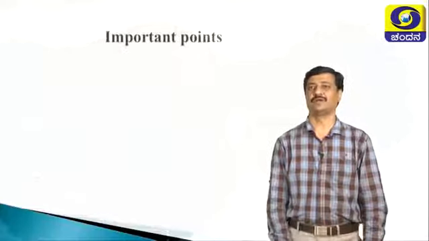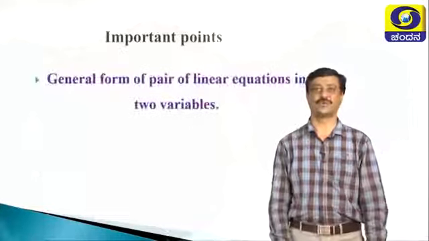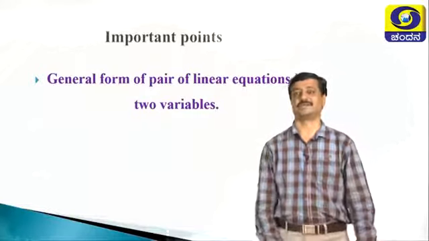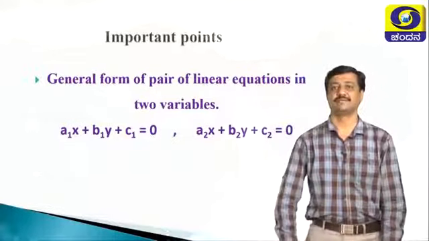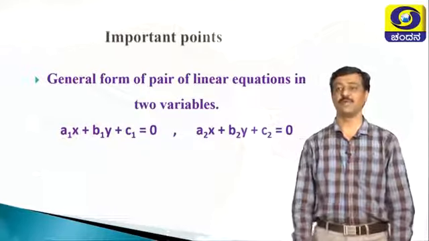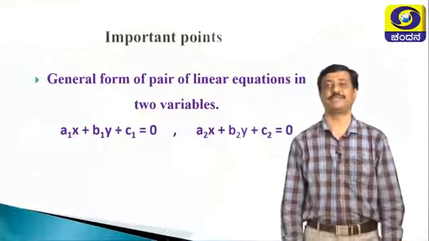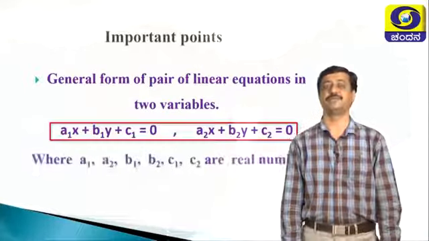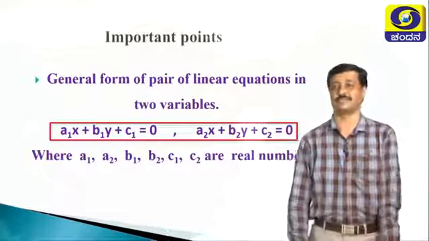Let me recall the important points which come under this unit. The first one is the general form of pair of linear equations in two variables, that is a1x plus b1y plus c1 equal to 0 and a2x plus b2y plus c2 equal to 0. This is called the general form of pair of linear equations in two variables, where the coefficients a1, b1, c1 and a2, b2, c2 are any real numbers.